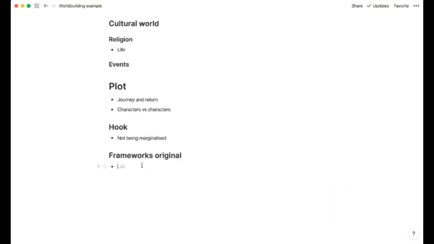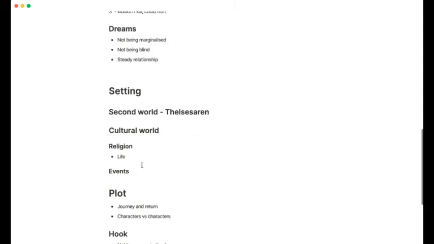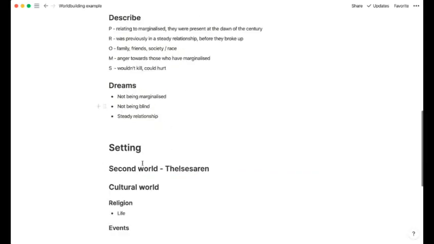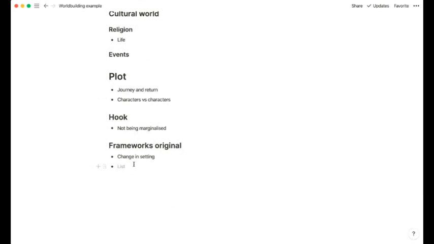So the way I'm going to make this framework original is I'm going to change the setting. So, change in setting. And I'm also going to make the main character passionate about these three pretty much. But I don't need to mention that.